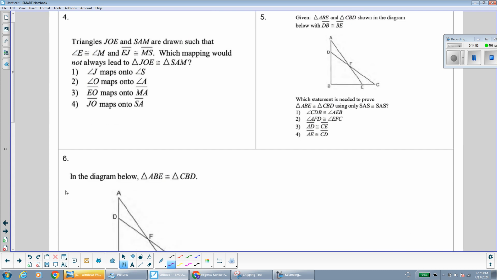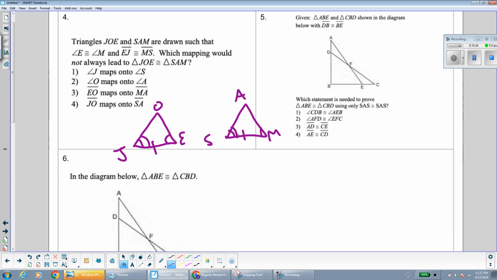Moving on to number 4, we have two triangles, Joe and Sam, and we're looking for which mapping would not lead to them being congruent. So I'm going to draw my two triangles, Joe, and just because I went like this, I have to go like this for Sam. And angle E is congruent to angle M, and EJ is congruent to MS. So already we have an A and an S. So we're looking for which one does not make them congruent. So let's try out the answer choices.